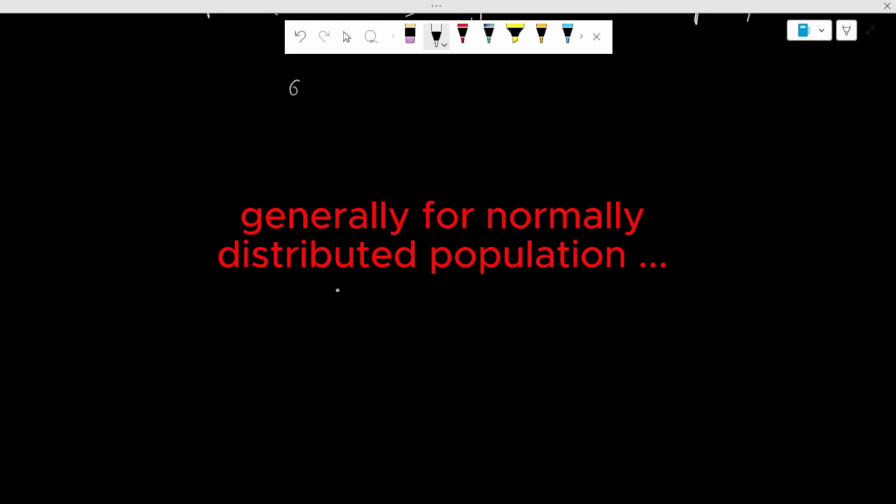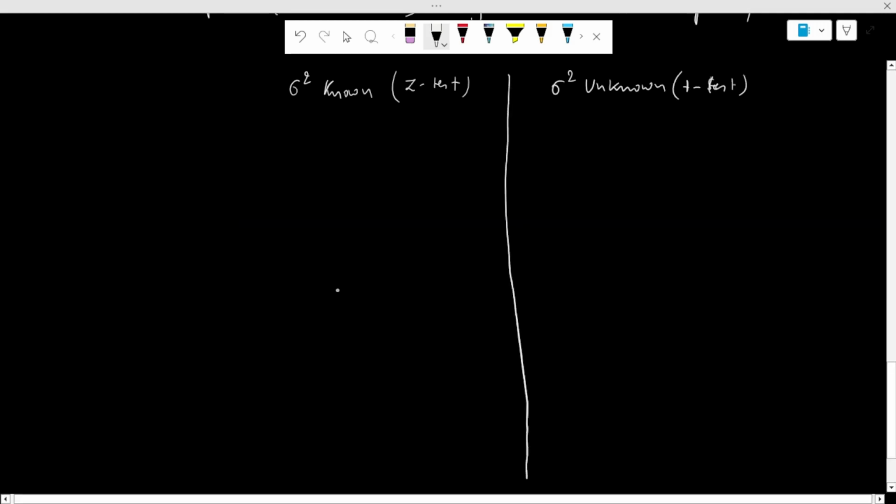Now let us focus on the scores related with the Z distribution and T distribution, that is the standard normal distribution and the T distribution. When the population variance is known, this is what we mean by our Z test. And when the population variance is unknown, this is related with our T test. Now let us see how to calculate the respective scores for different conditions.